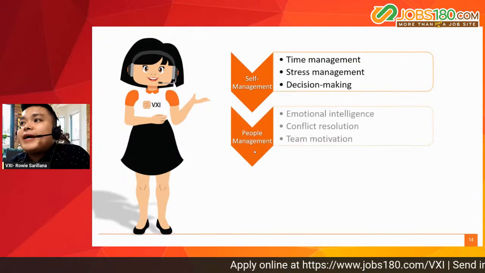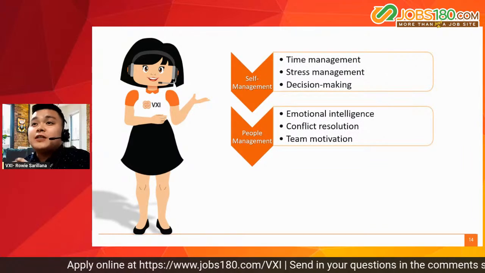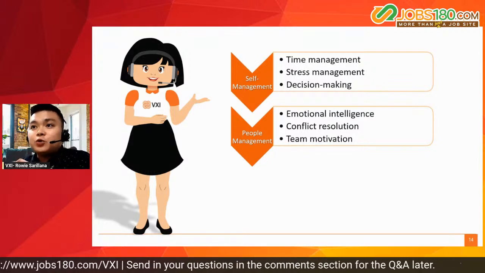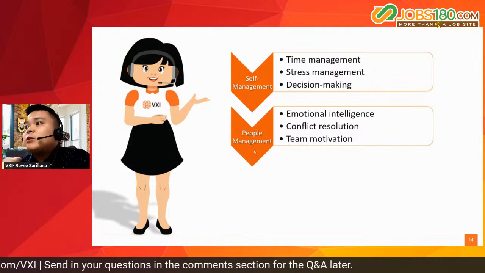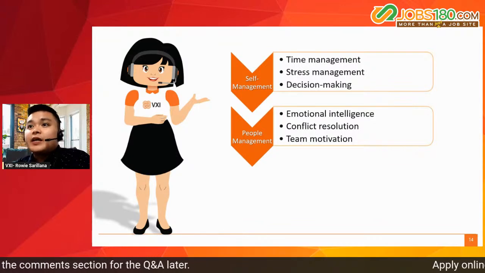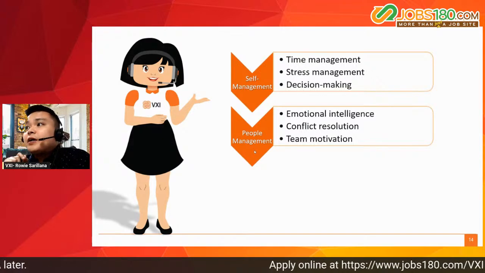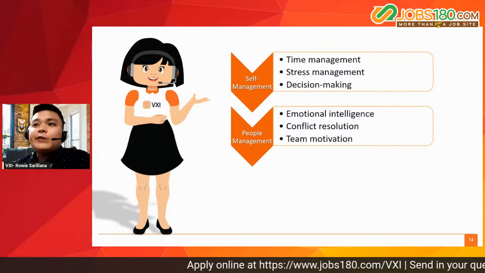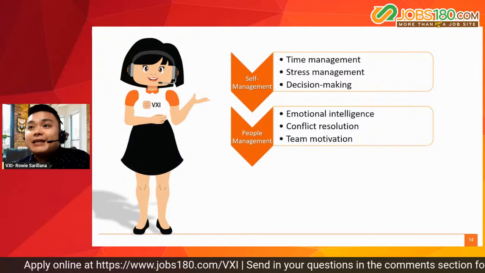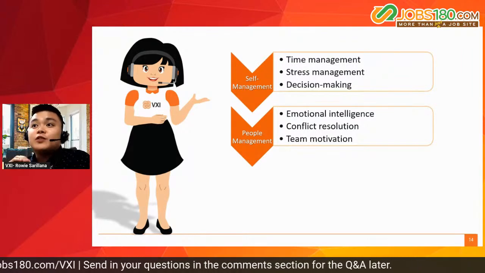Next is people management. First is emotional intelligence. Again, it's not just IQ or intelligence quotient, it's also EQ, emotional quotient. Emotional intelligence has something to do with your relationship with other people and your relationship with yourself. All right. Now, establishing relationships is much easier than maintaining relationships with other people. That's when emotional intelligence comes into picture.